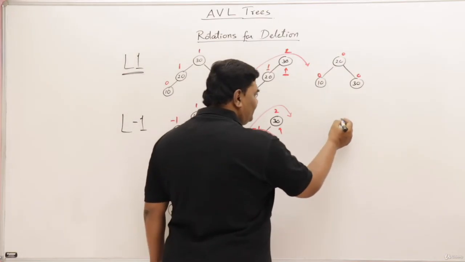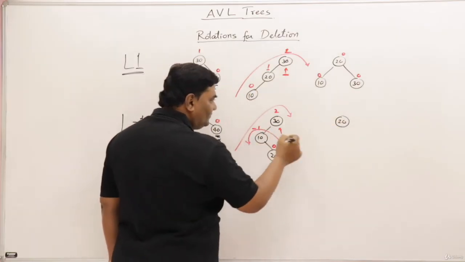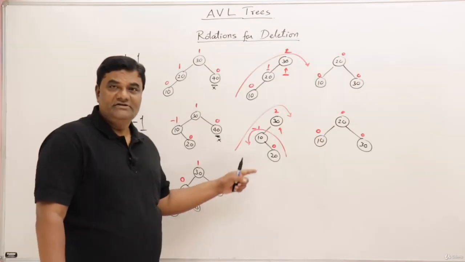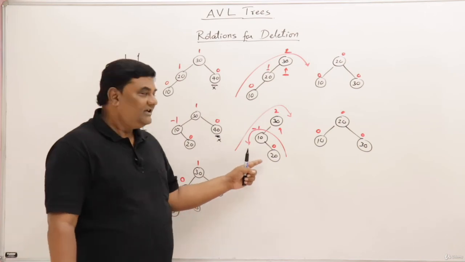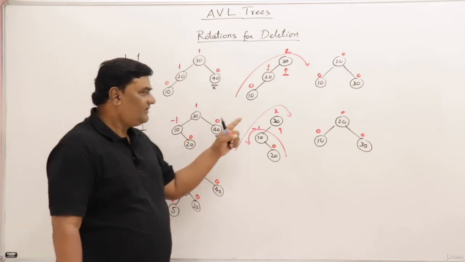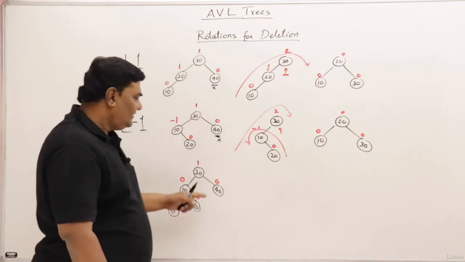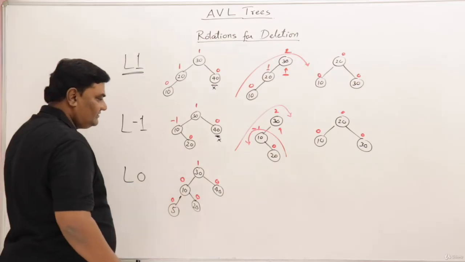If you perform this double rotation, then in the resultant tree 20 will go up to the root, and 10 remains on this side, 30 remains on this side. So this is the same as LR rotation, right? But we are calling it L minus 1. Why? Because this node became imbalanced, its left child is minus 1. The third one is L0 rotation.